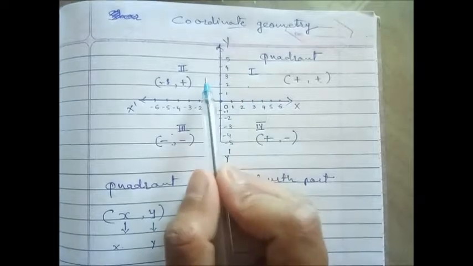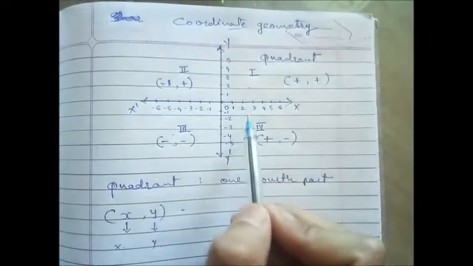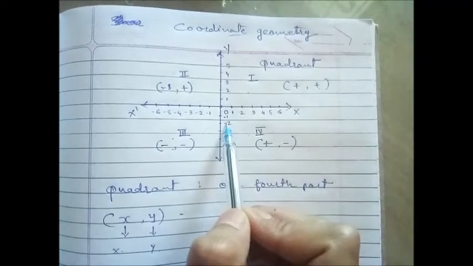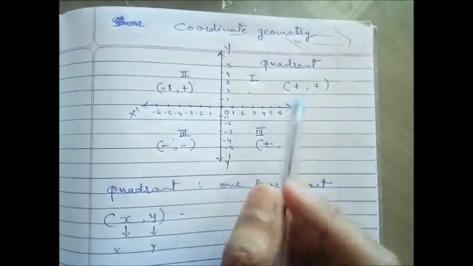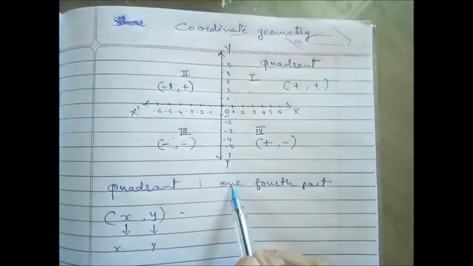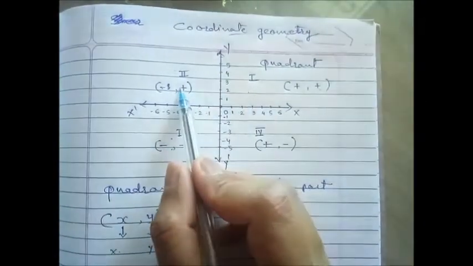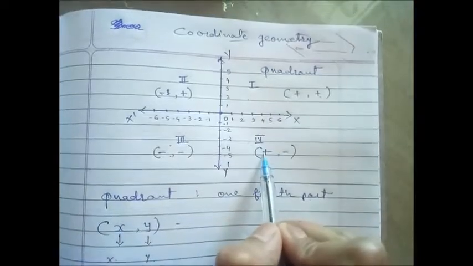Now they are making four equal parts. When these two axes are intersecting, they are making four equal parts, and each part is known as a quadrant. Quadrant means what? It is a 1/4 part, right? Now first quadrant, second quadrant, third quadrant and fourth quadrant.